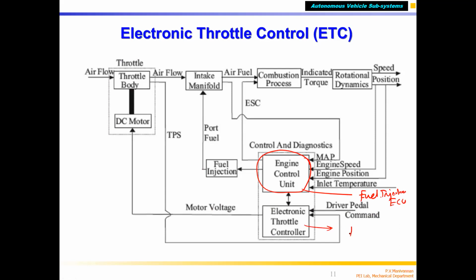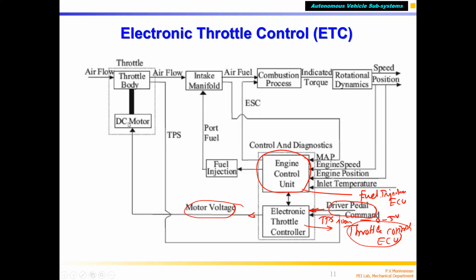The other one is the throttle control ECU. This is also correct, because when the driver presses the throttle pedal, the TPS signal, 0 to 5 volts, is given as an input, which is called driver demand, to the electronic control ECU, in which you can already program and accordingly generate the motor control voltage.